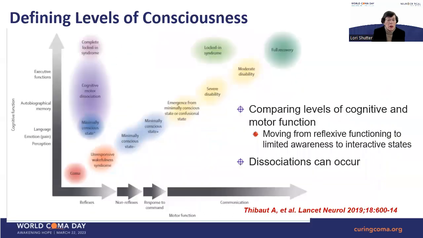As a reminder to this group, defining levels of consciousness is very important, and we are focusing on the lower levels of consciousness: coma, unresponsive wakefulness, which used to be called vegetative state, and minimally conscious states. We're going to try to talk about how we can use our exam to separate these different states.